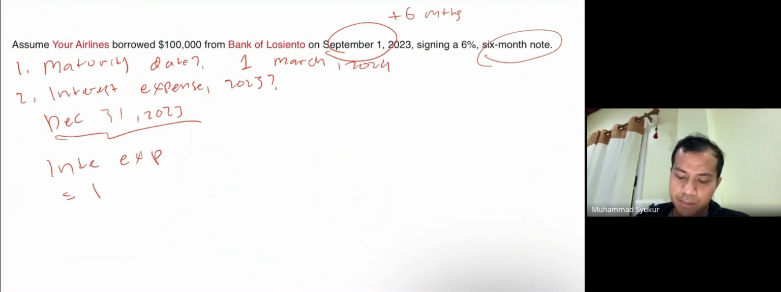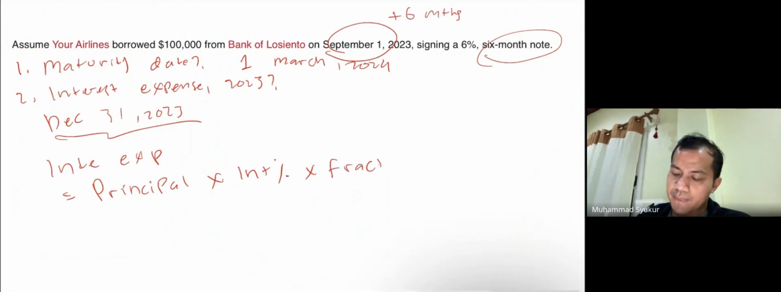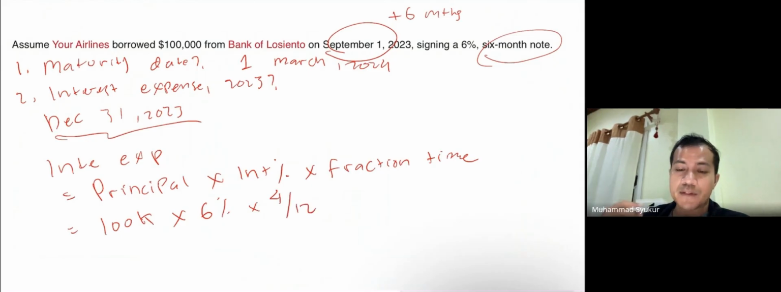It would be the principal of the note, multiplied by the interest rate, multiplied by the fraction of time. The principal is 100,000, multiplied by the interest rate, which is 6%, and the fraction of time is 4 divided by 12, because you want to calculate the interest expense for 4 months out of 12 months.